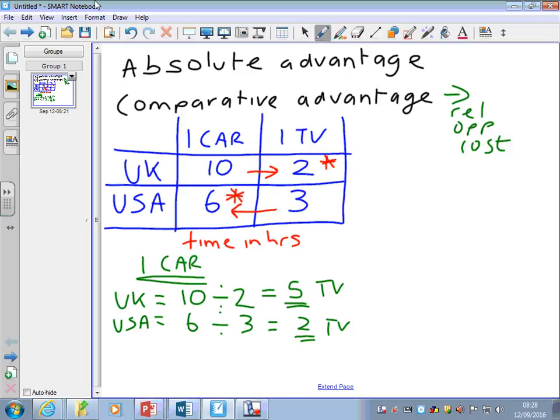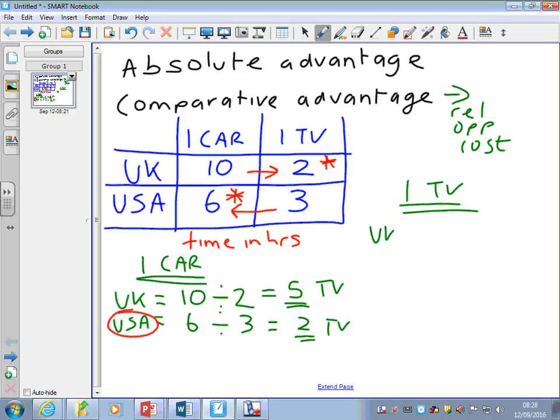So what this means is that the Americans have got the comparative advantage in car production. They give up the least amount of TVs to make cars than what the Brits do. Now in the UK, all the way around, 1 TV.